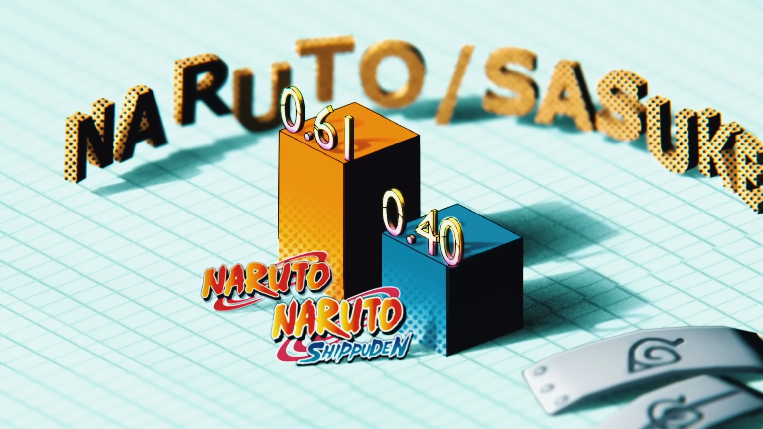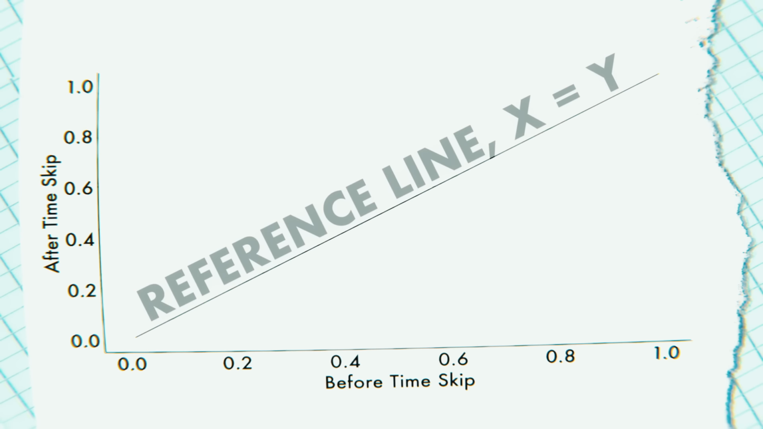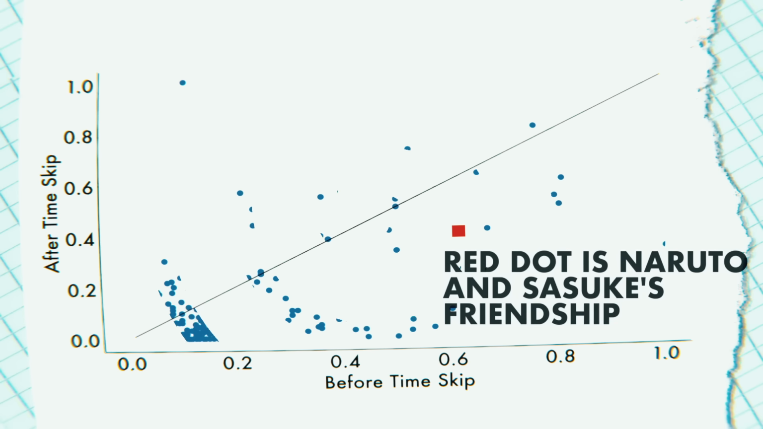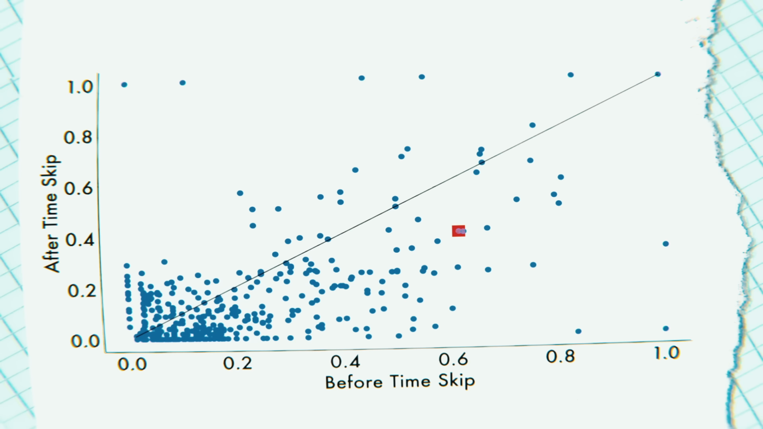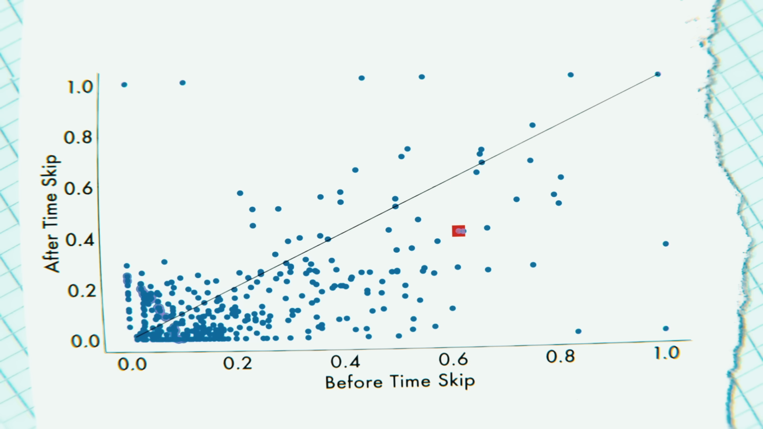If we wanted to look at general trends, we could do something like this instead. Plot the friendship scores before the time skip on the x-axis, and on the y-axis plot the friendships after the time skip. And this is what we get. Obviously, it's a lot to take in. There's something like 4,000 friendships being accounted for here. But we see an overall positive trend, meaning that on average, characters with strong friendships before the time skip tended to have strong friendships after the time skip as well. So hey, that's encouraging, right?